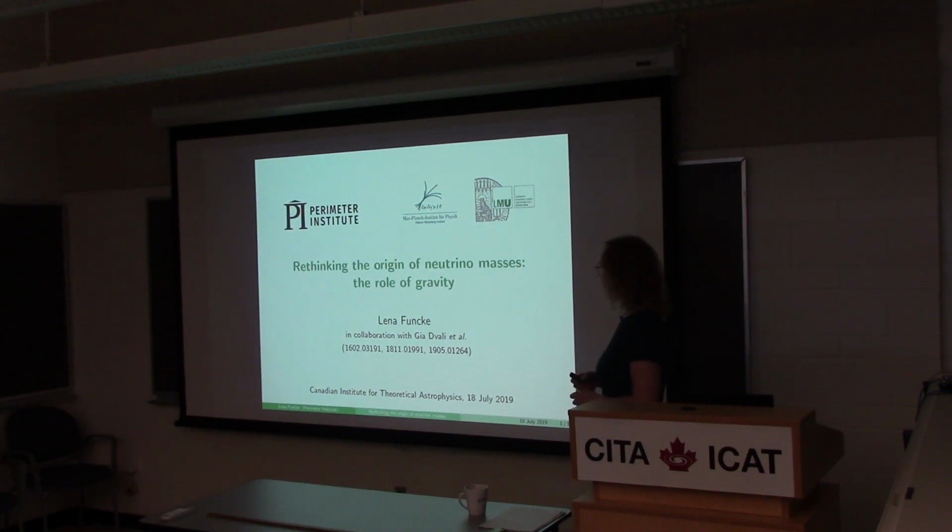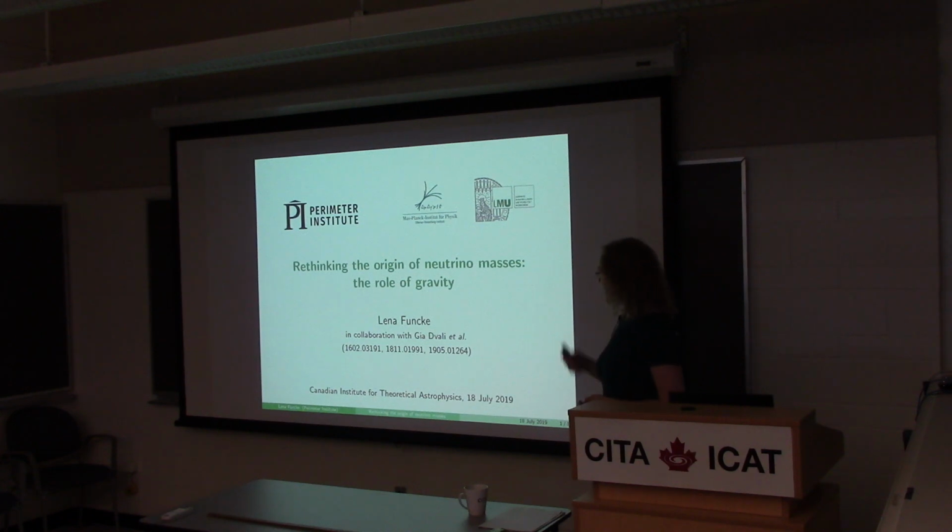I would like to talk about rethinking the origin of neutrino masses and what kind of role gravity is playing in there. So I would like to present you a very non-standard neutrino mass model with a lot of implications for cosmology and astrophysics, which will be first half theory, and then the second half may be more interesting for you, but I try to keep it very simple in the beginning on the particle physics side.